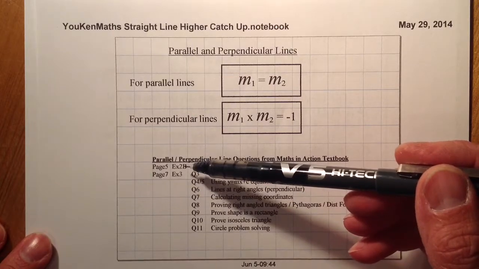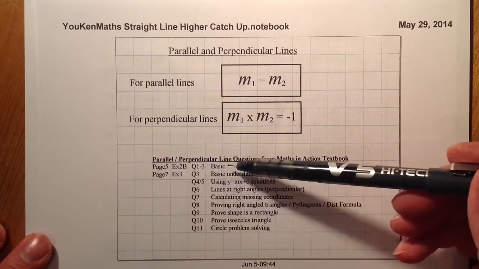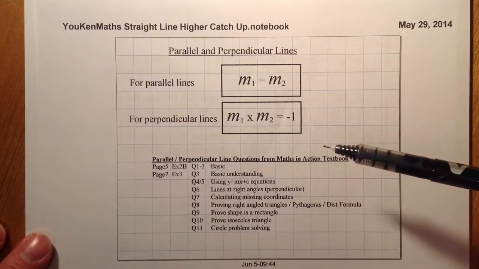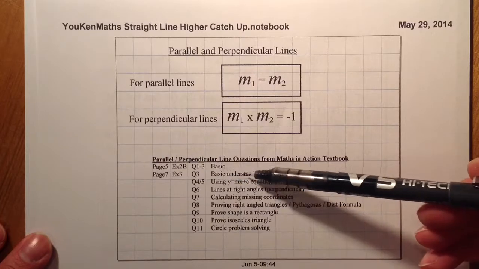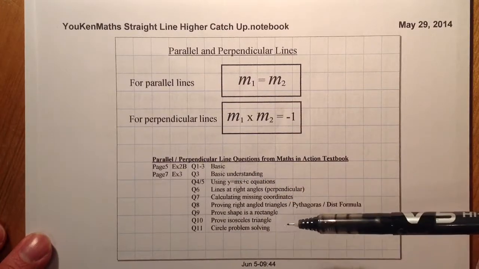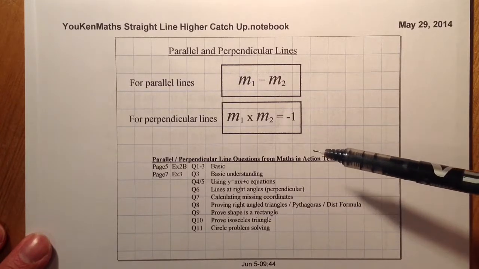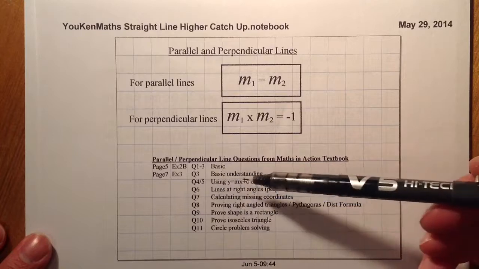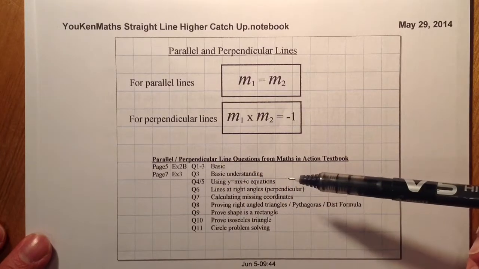It's on exercise 2b, and if you go for question 1 to 3, there's some basic questions on parallel and perpendicular lines using gradients. Page 7, exercise 3, a bit of a basic understanding of it, and then we're getting into some different parts that we would use the perpendicular or parallel lines for. So for question 4 and 5, we'll be using y = mx + c equations, and we'll be trying to work out gradients from there.